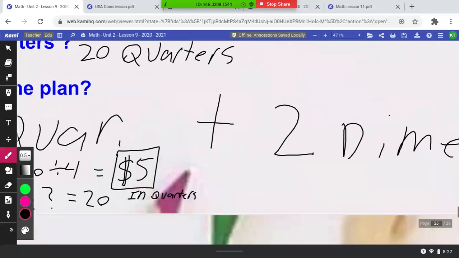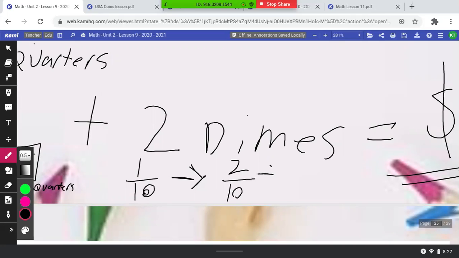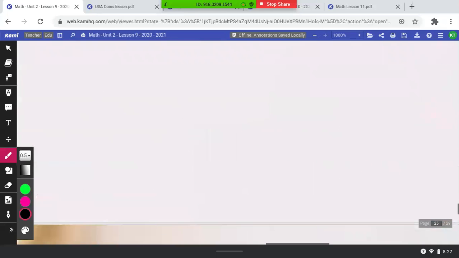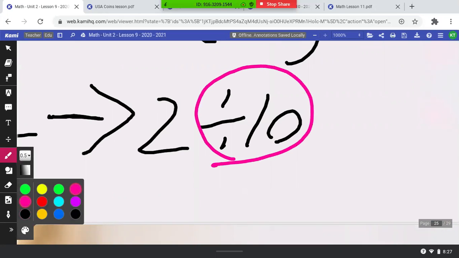All right. Now let's go to 2 dimes. Well, 1 dime is 1 out of 10 because you need 10 to make $1. But Miss Garcia, she found 2 dimes. So she has 2/10. So we have 2 divided by 10. Y'all know the drill. We are dividing by 10. So that decimal point goes right here.